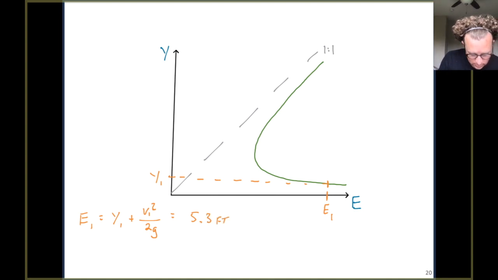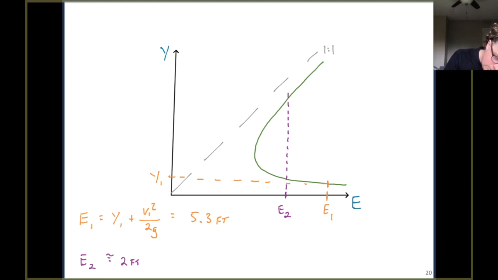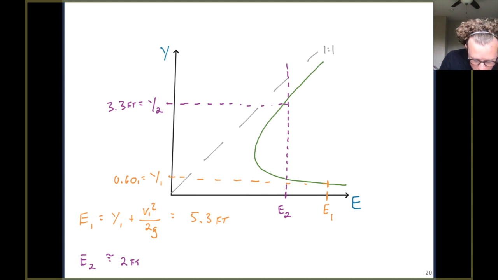You can do that same calculation for E2, and it ends up being about 2 feet. And so E2 is approximately here on our diagram. And we have gone through the calculation to identify Y2. And again, that Y2 was about 3.3 feet of depth. And you'll remember from the given, Y1 was about 0.60 feet.